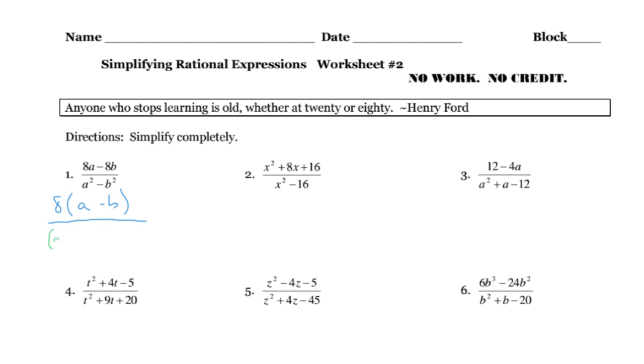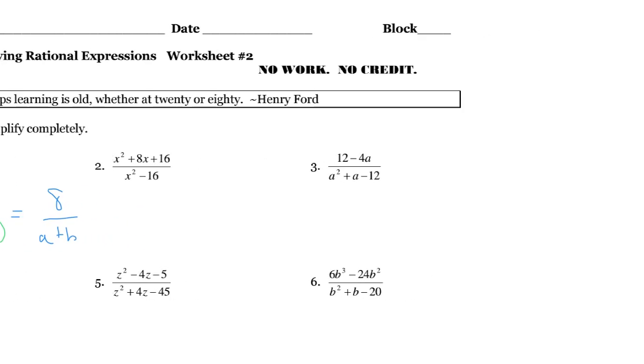So our formula is a minus b times a plus b. So now that we've factored, what can we cancel? A minus b and a minus b cancel to make our final answer 8 over a plus b. So when you factor, it works just like worksheet 1, but you've got to do the factoring first.